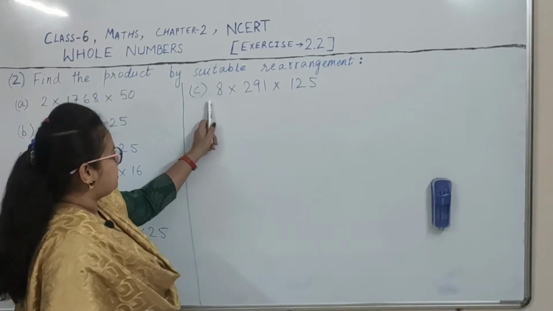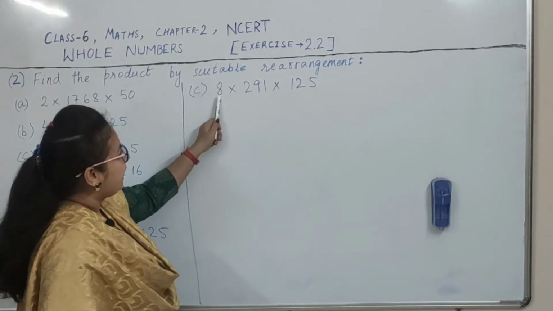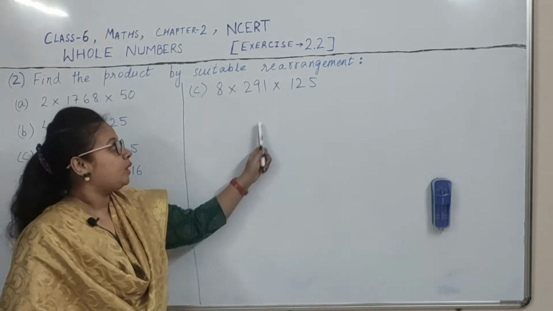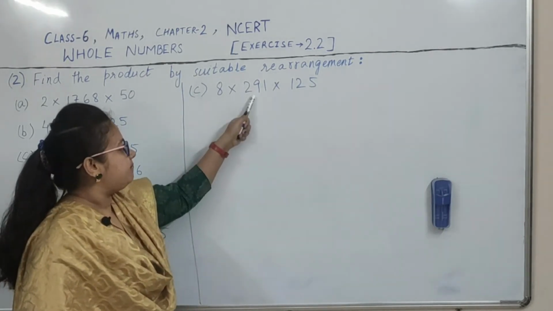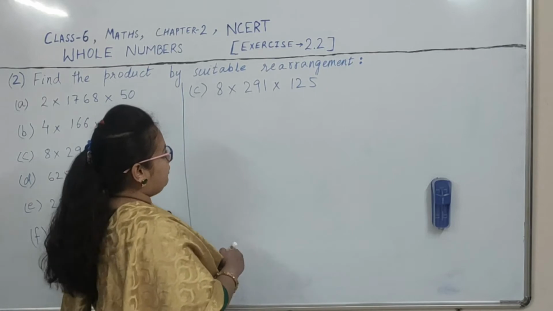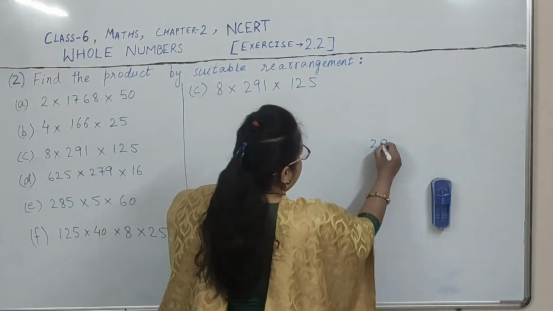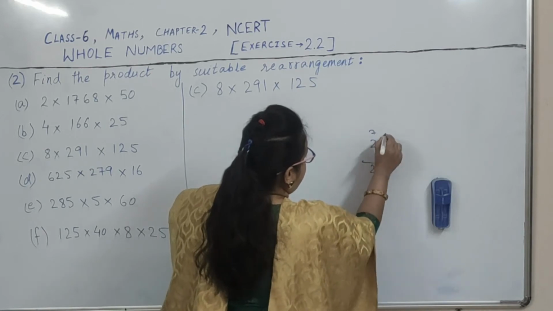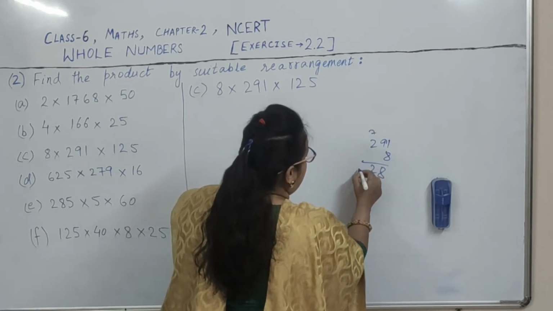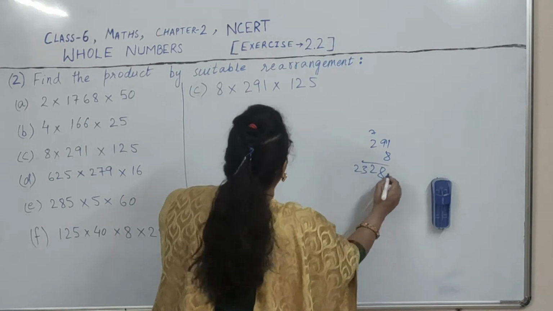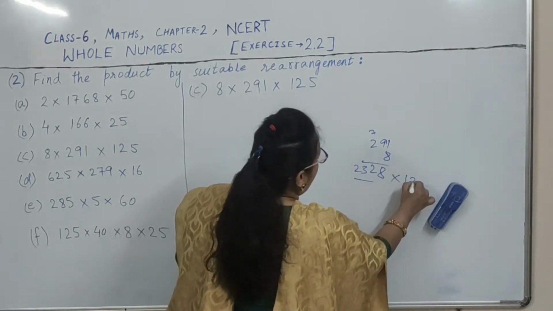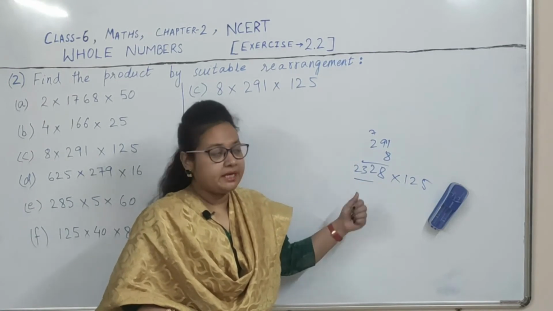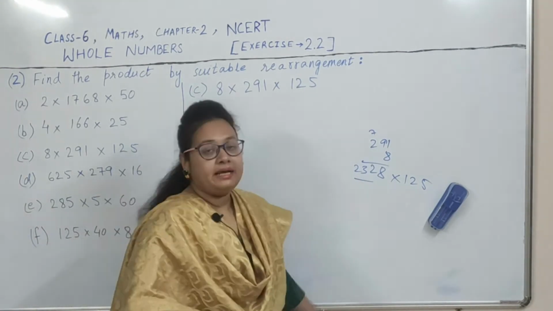See what's there in this question. C, question number C. 8 into 291 into 125. Okay, so if we multiply these two numbers, what will we get? See, if we multiply this, we will get 8, 9 is 72, 7 carry, 8 is 16, 23. Okay, and now again we have to multiply this number with 125. Will it not be a lengthy one? This multiplication? Yes, obviously it will be a lengthy multiplication.